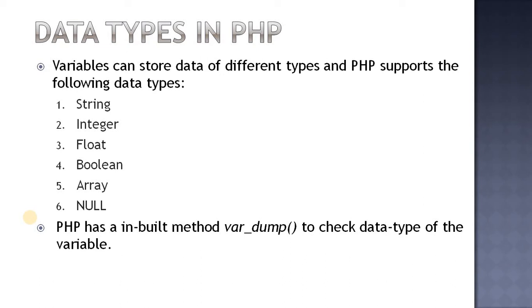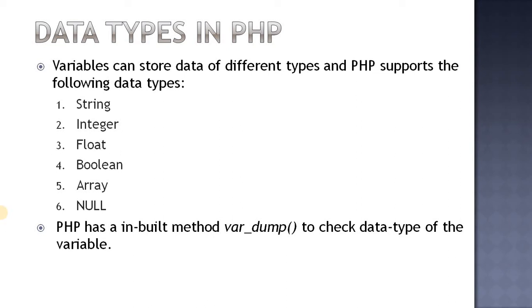Now, we have already studied that PHP is a loosely typed language. That means any variable can take any data type. We don't have to tell the data type of this particular variable. Like in JavaScript, we were writing var a. Here, we do not have any statement for declaring the variable. Directly, there is an initializing statement. So, to find out the data type, we have a method var_dump. This is an inbuilt method in PHP.